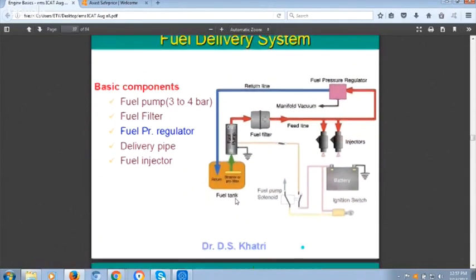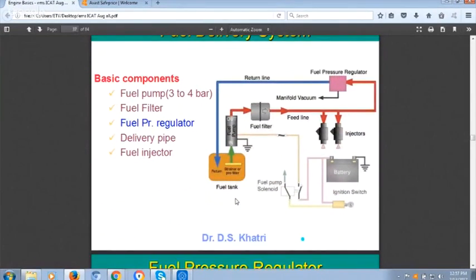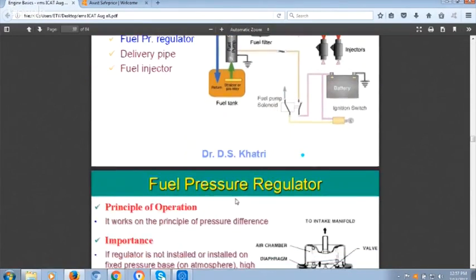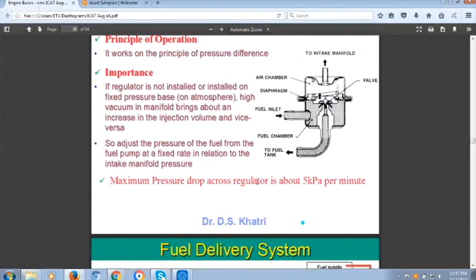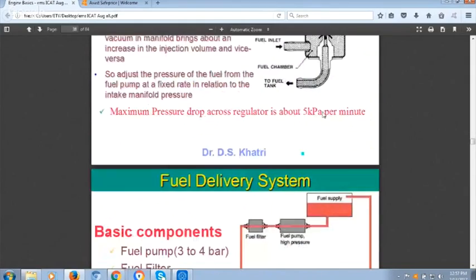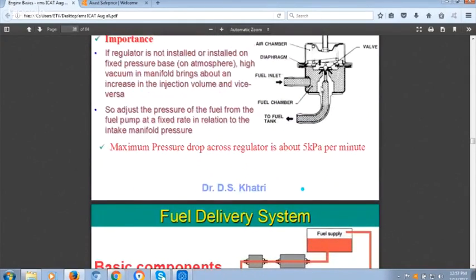Then we have the pressure regulator, which is able to supply the fuel at constant pressure. It regulates the pressure, and generally it is a design parameter. For a motorcycle, generally it is 2.5 to 3 bar, say 2.8. It depends upon the designer, but I am telling the range. So this is the principle of operation of the pressure regulator. You have a diaphragm. If fuel is in excess, it will be released back to the tank, and only the appropriate pressure is maintained at the tip of the injector.